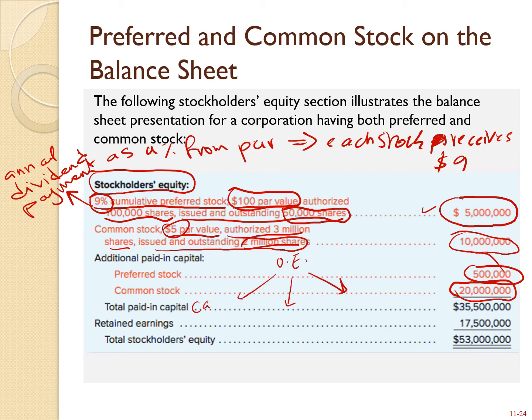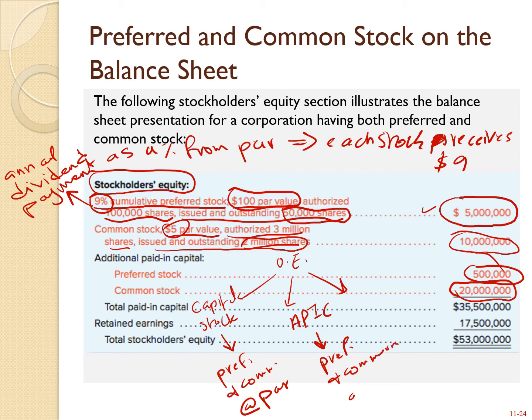The first thing is capital stock. And this is preferred and common at par value. The other thing is the additional paid in capital, also preferred and common, anything above par or excess. And finally, we have retained earnings. Okay, so capital stock at par, APIC, anything above par or in excess, and finally the retained earnings.